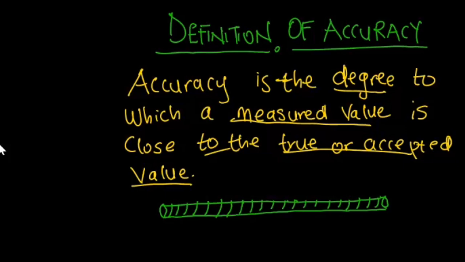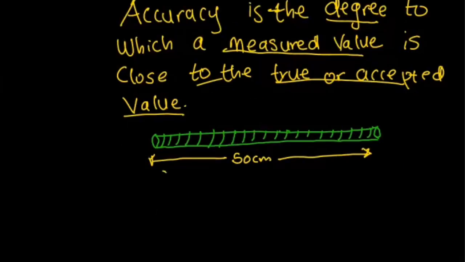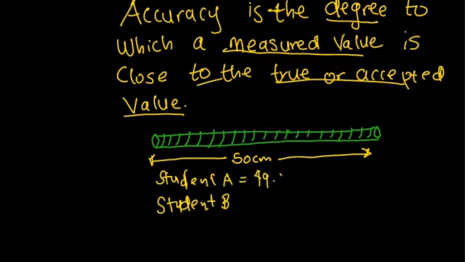So it's very simple. Let's say we have a metallic rod here, and the true length of this metallic rod is 50 centimeters. If I tell two students to measure this rod, student A and student B, student A measures the length of this rod to be 49.9 centimeters, and student B measures this rod to be 47.5 centimeters.